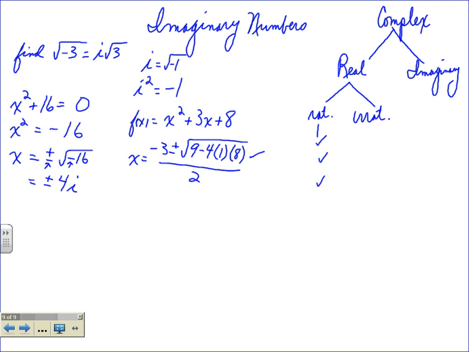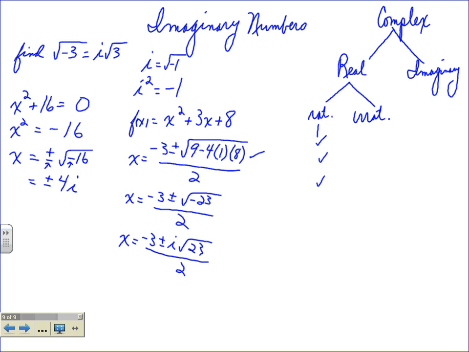9 minus 4 times 1 times 8. Well, 9 minus 32 is negative 23. So x is equal to -3 plus or minus. The discriminant is -23 all over 2. So the solution, what x is equal to, is -3 plus or minus i square root of 23. That's not a perfect square. 23 is not, so I have to leave that inside, all over 2.